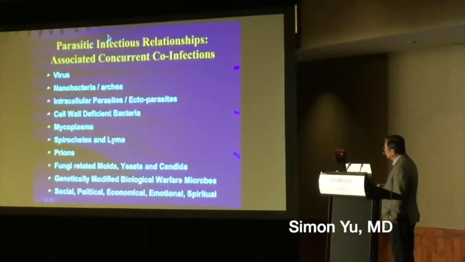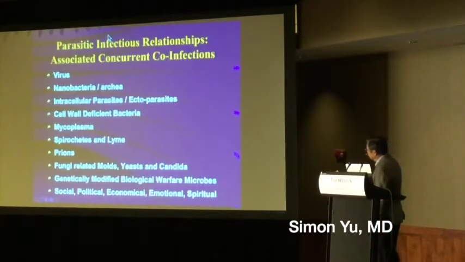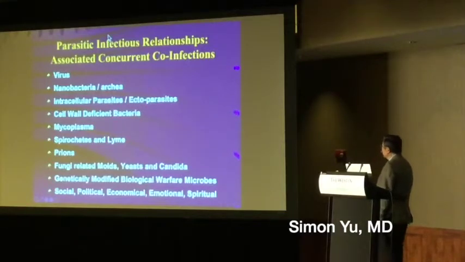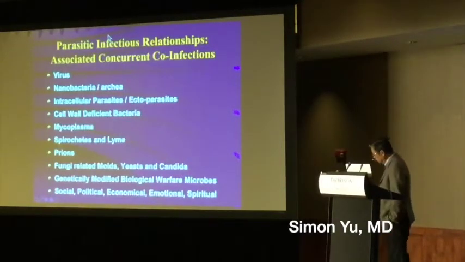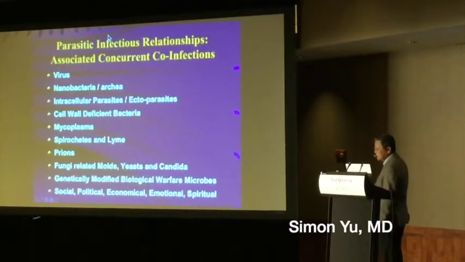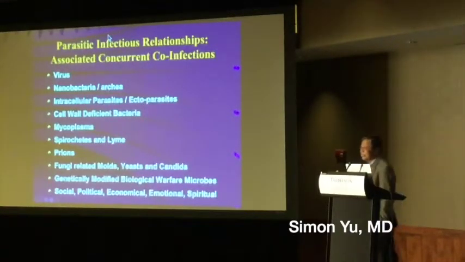And parasites have their own concurrent co-infections. They bring with them virus, bacteria, archaea, intracellular parasite, ectoparasite, cell wall deficient bacteria, mycoplasma. The list goes on. And also, for me as a physician, I'm looking at social, political, economical, what I call a parasitic relationship. By the time people are chronically sick, with cancer or a neurologic problem, often they have to break away from that parasitic relationship.